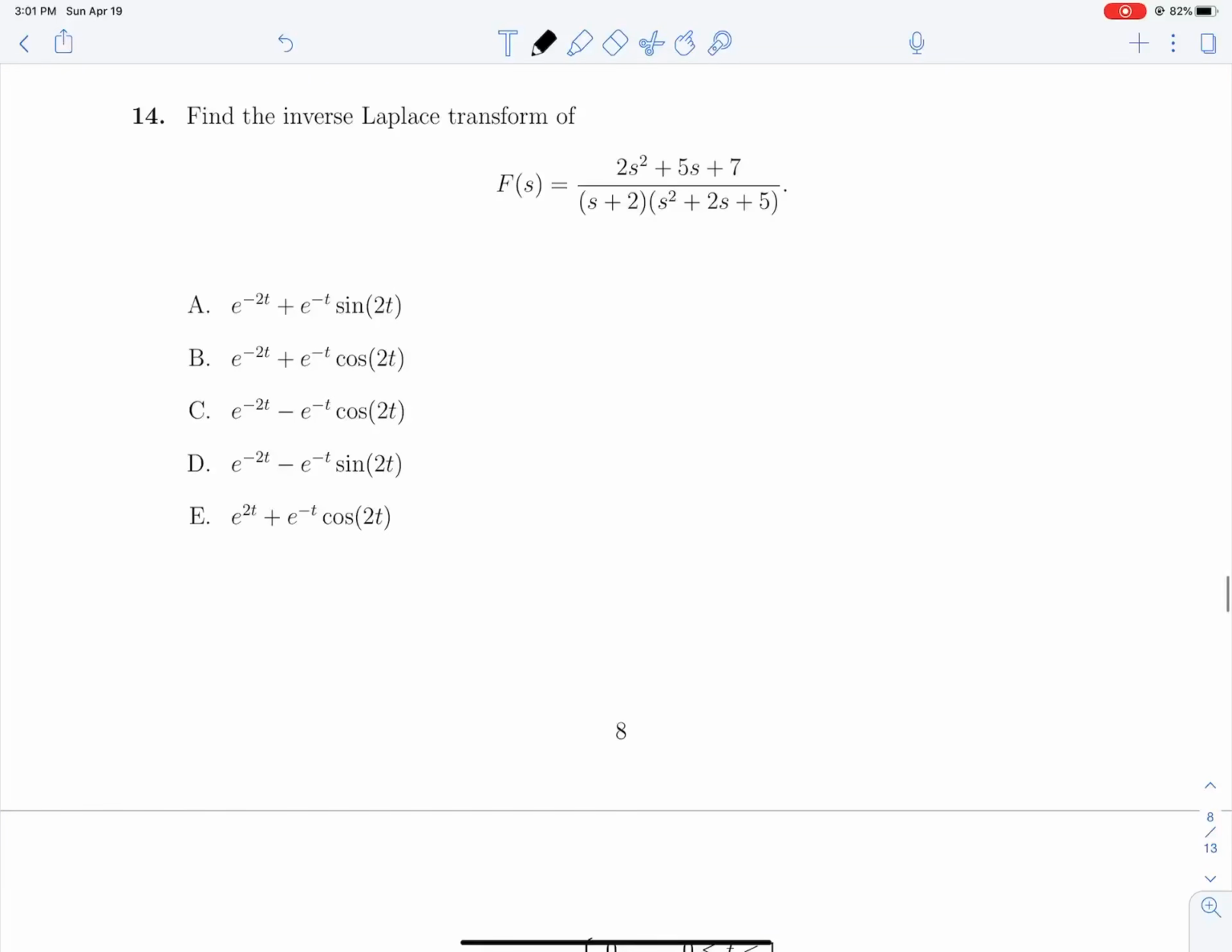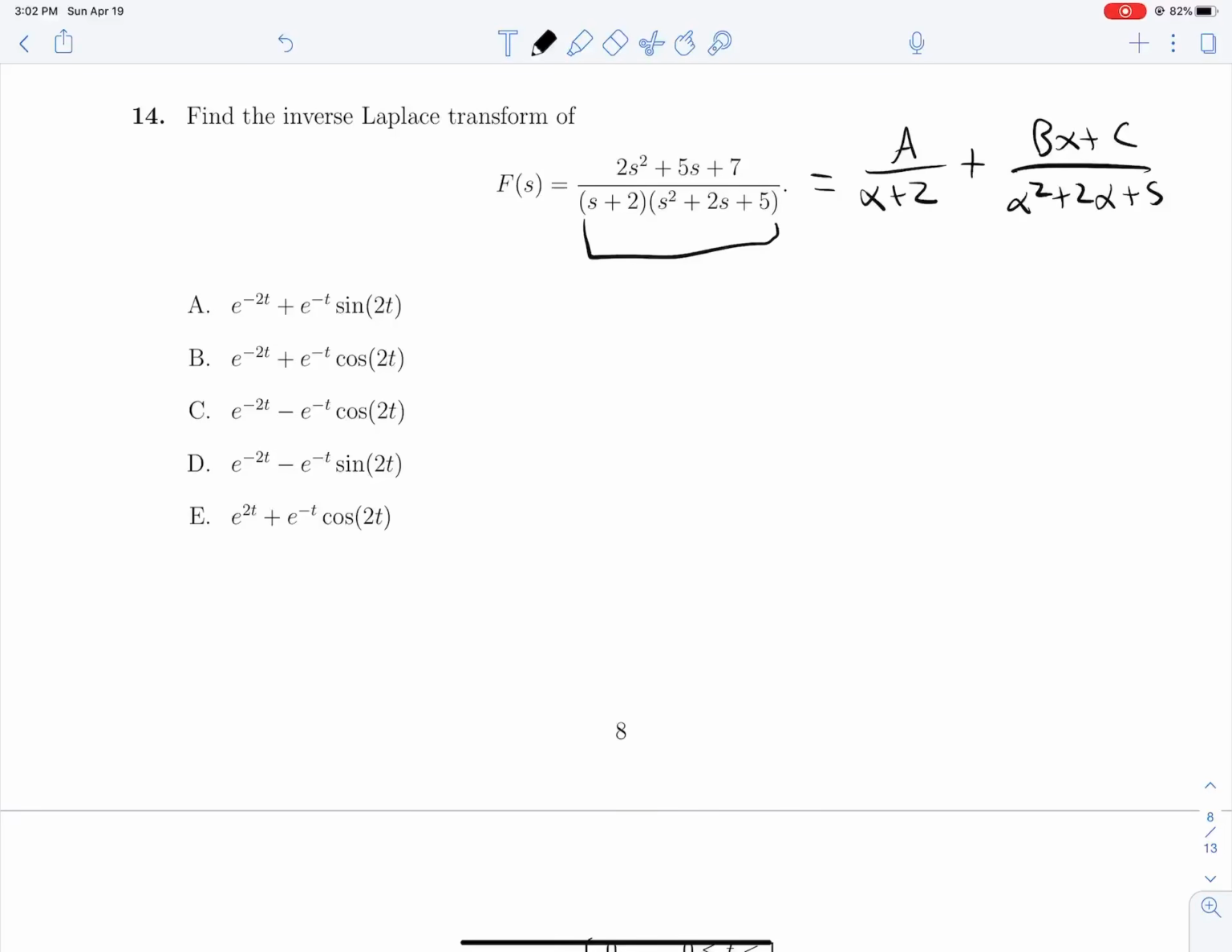Let's find the inverse Laplace transform of f of s given right here. We'll need to do a pretty painful partial fraction, but we'll see that this is equal to a over alpha plus 2 plus (b alpha plus c) over alpha squared plus 2 alpha plus 5.